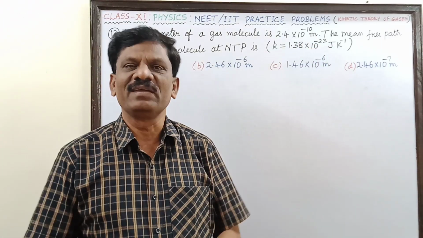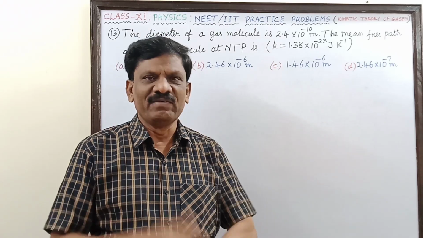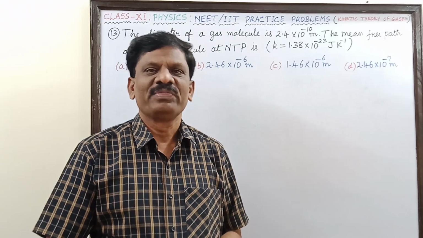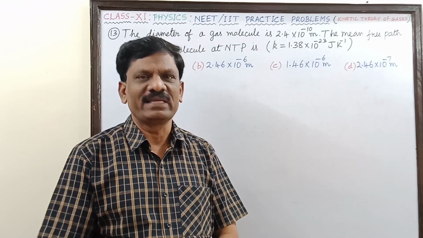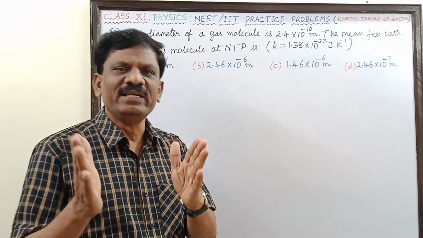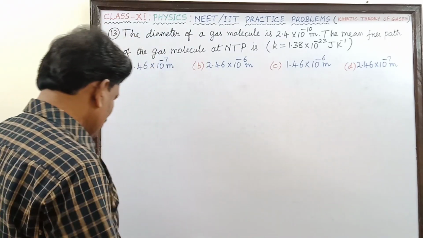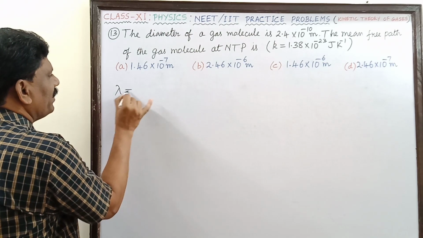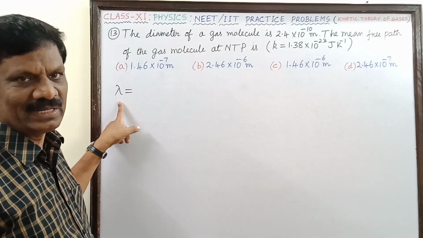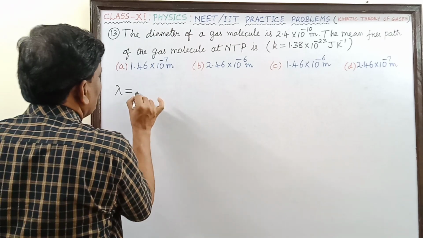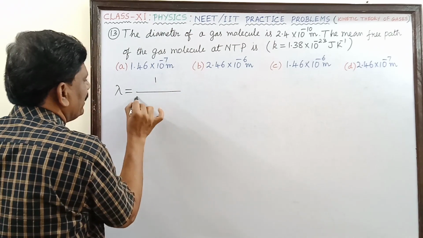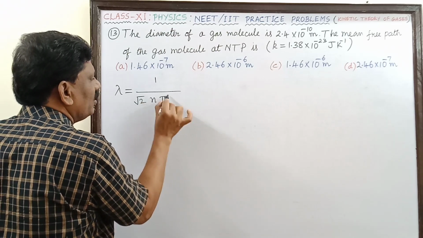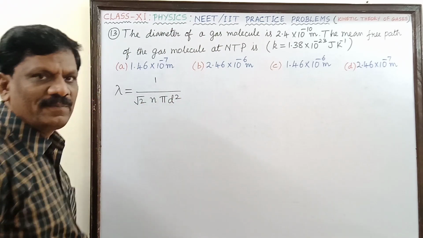This is a different type of problem. We have derived an expression for the mean free path, is it not? What is mean free path? It is the average distance travelled by a gas molecule between any two successive collisions. The mean free path is denoted by the symbol lambda. So this is equal to 1 divided by square root of 2 into small n into pi d square.